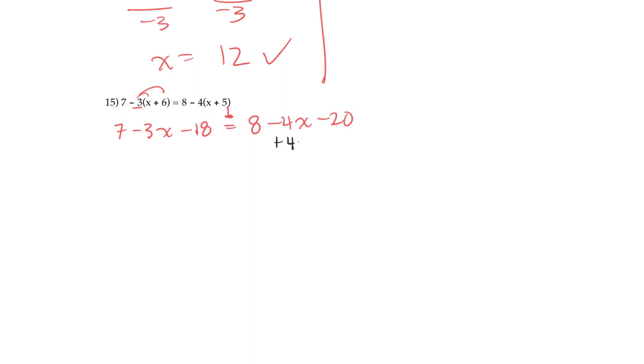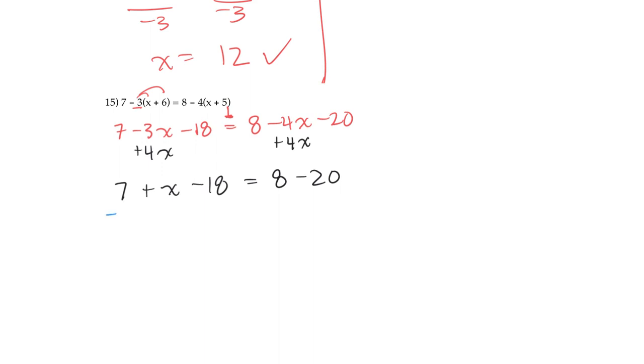So I'm going to add 4x on this side. If I do that, I'll add 4x on this side. So that'll leave me with 7x minus 18 equals 8 minus 20. Now you could combine those already if you want.